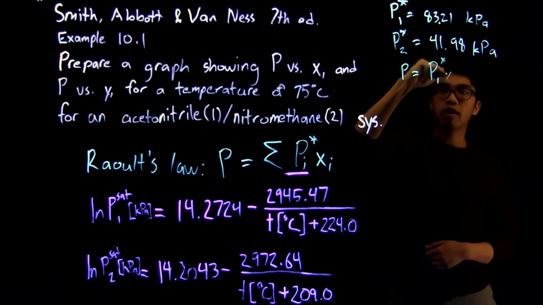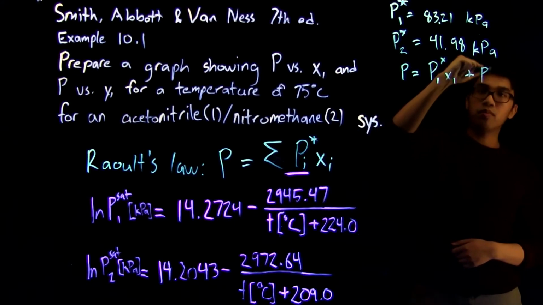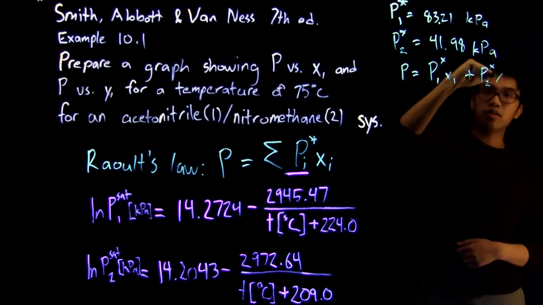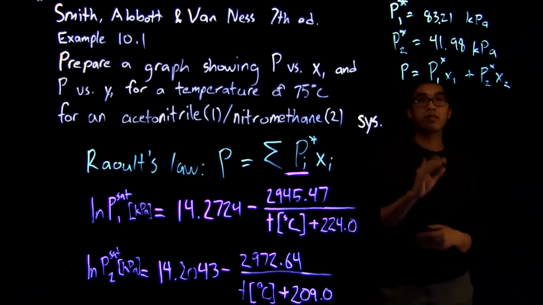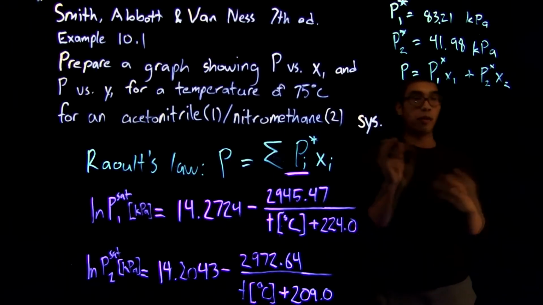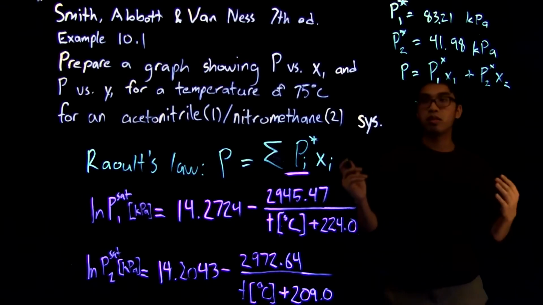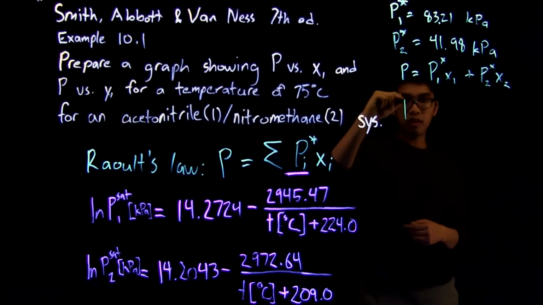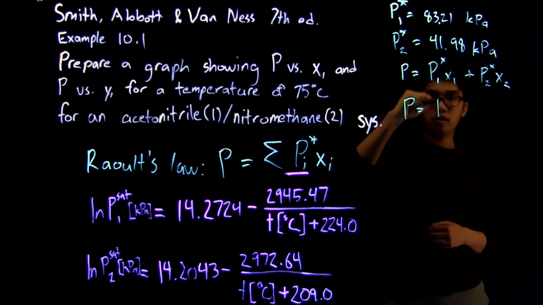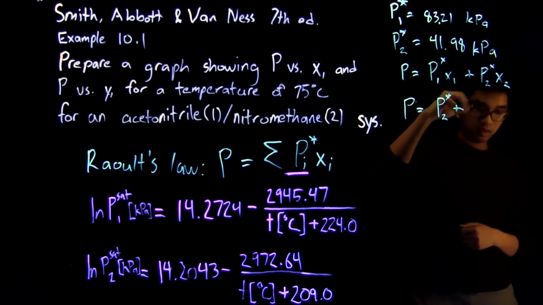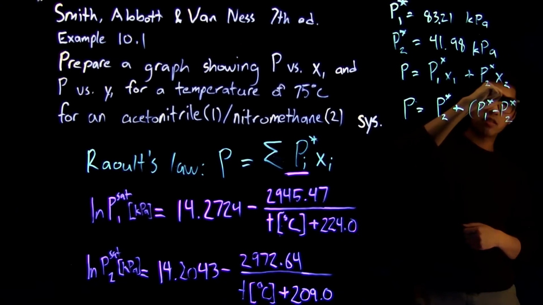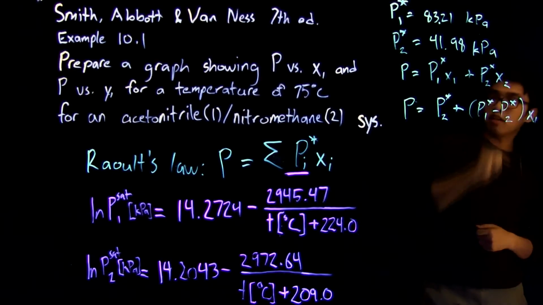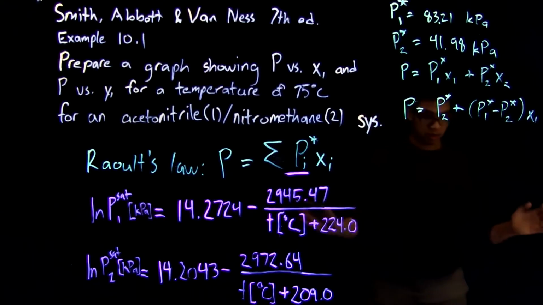So from Raoult's law, we know that the total pressure needs to be equal to P1 x1 plus P2 x2. So we can rewrite this expression in terms of a single component by remembering the fact that x1 and x2 add up to 1. So this means that P can also be written as P2 plus (P1 minus P2) times x1. And if you do the algebra, you'll see that this works out.